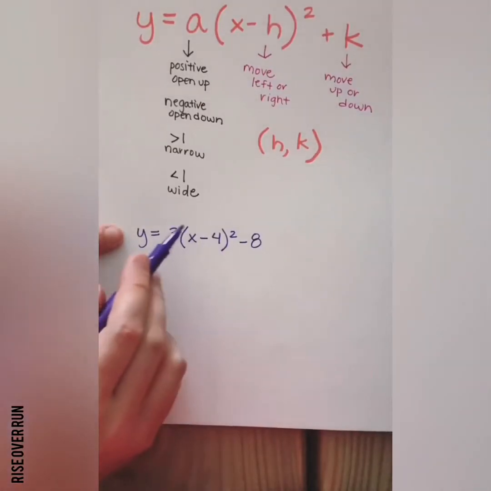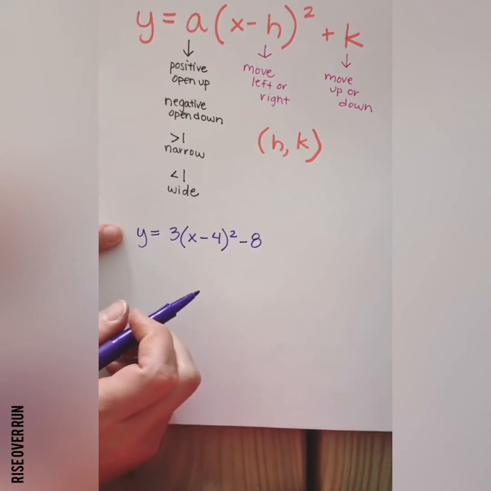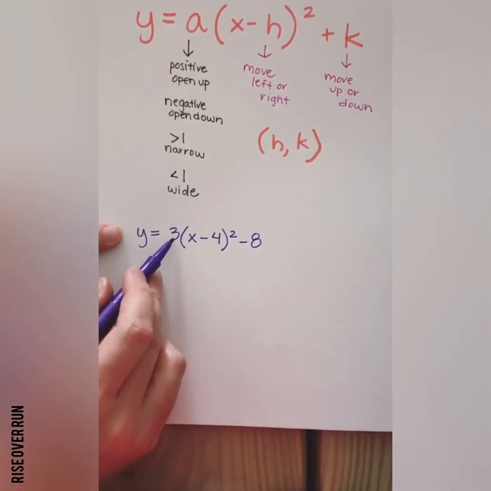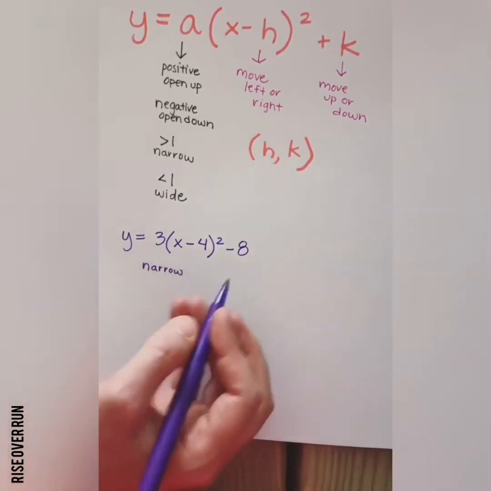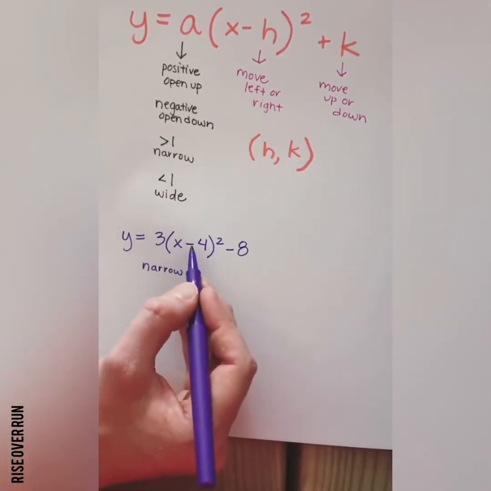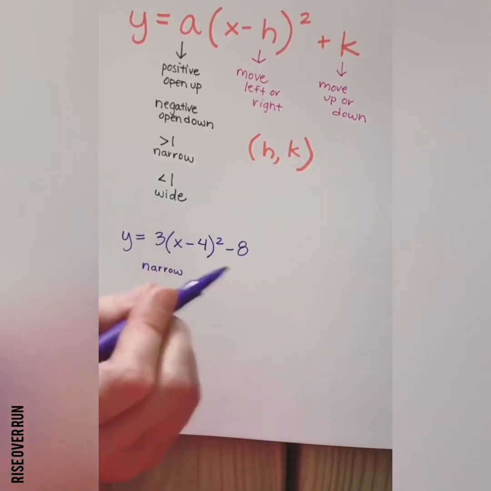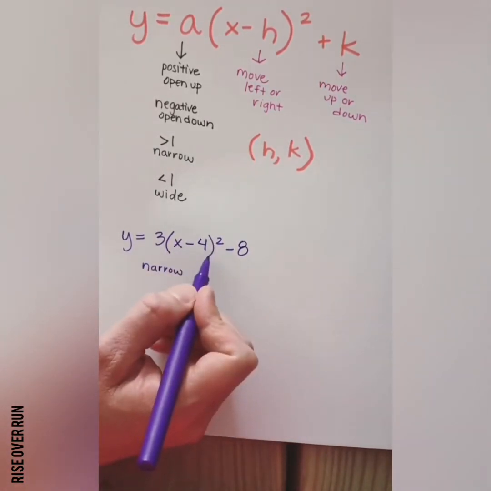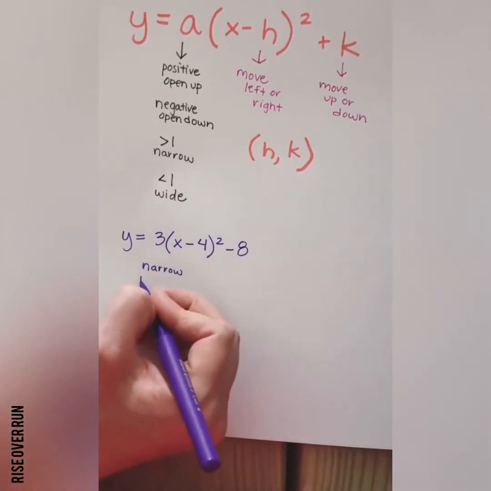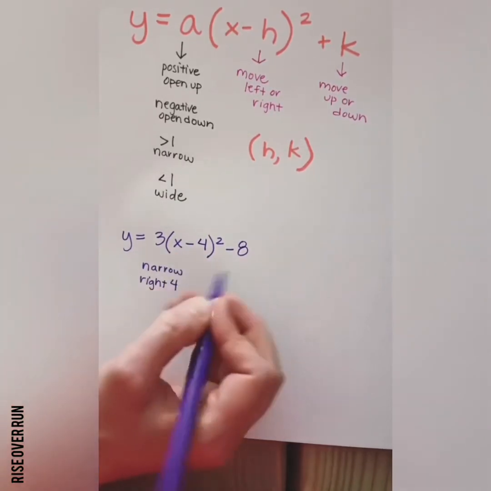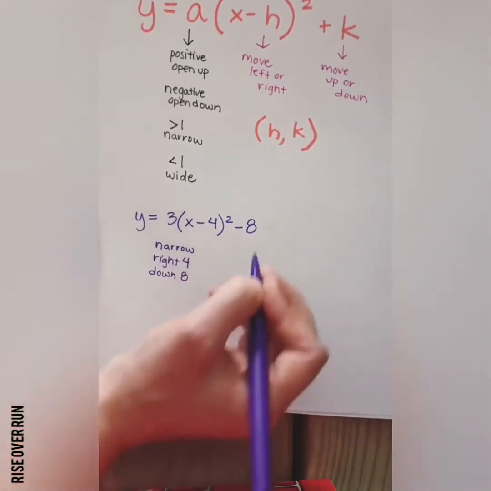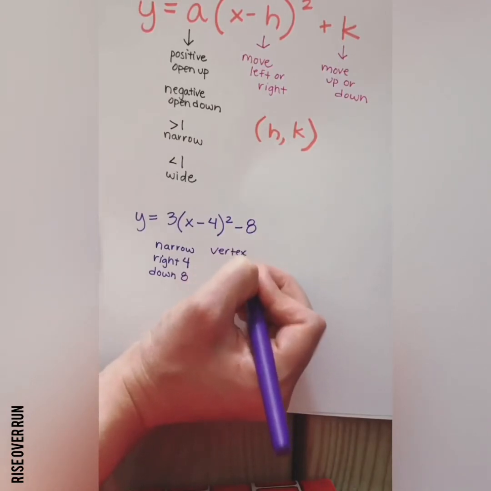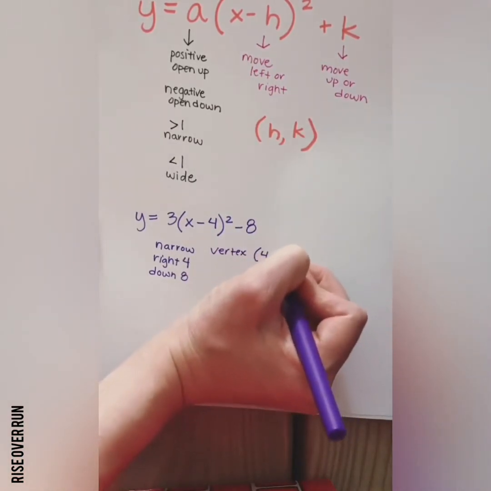Let's look at this example and think about how this graph is different than the parent function. The 3 here is positive, so it's going to still open up, but it's greater than 1, so we're going to have a narrow parabola. We're subtracting 4 in here, so remember subtraction moves the graph in the positive direction if it's inside parentheses. So we're going to move to the right 4. And then subtracting 8 here will move the graph down 8. That means our vertex will be located at (4, -8).